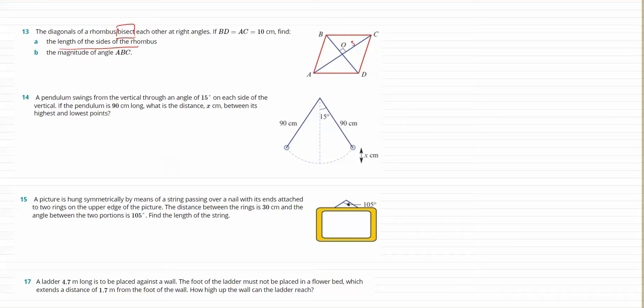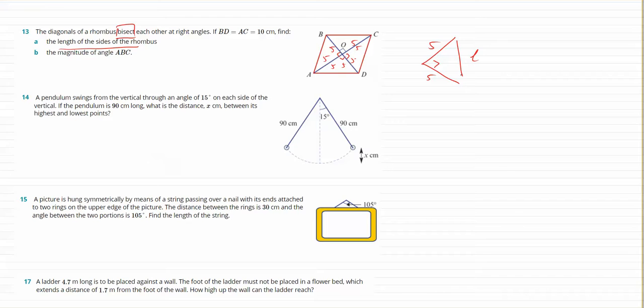So we know each side length is 5, and we want to find the side length of the rhombus. So these are right angles over here in the middle. So we know that if I get one of these triangles, I know that's 5, and let's call that L. And that's also 5 as well.